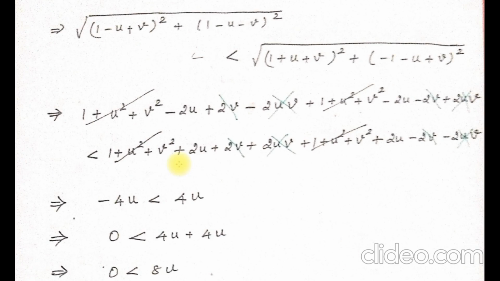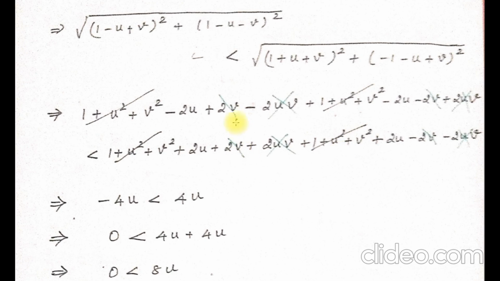Now I am just cancelling the like terms. If I am having 2 here and again the same 2 here, I can cancel the terms on the left hand side and the right hand side. If you have the same term with same symbol, you can simply cancel those. See the pattern what I am using. For 1 plus u square plus v square I am having here, as well as on the right hand side. Similarly here, similarly here. So I am cancelling all those 1 plus u square plus v square.